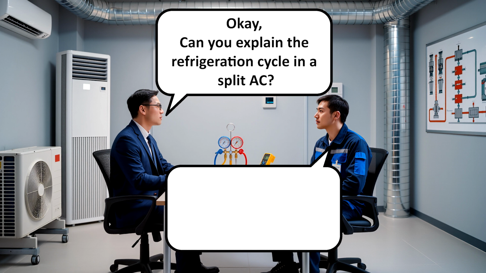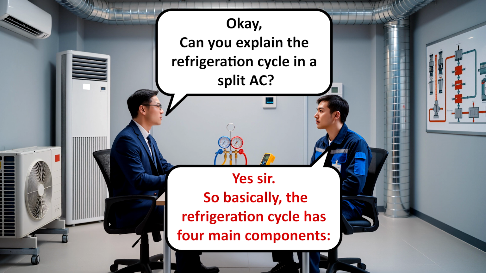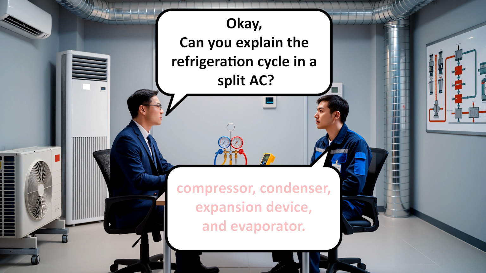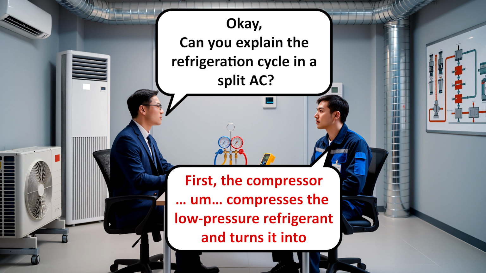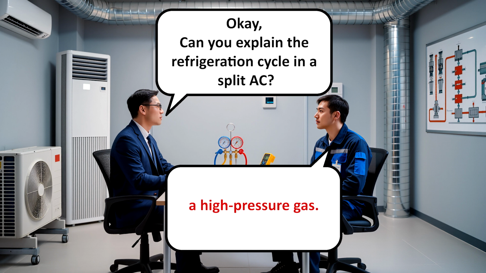Okay, can you explain the refrigeration cycle in a split AC? Yes, sir. So basically, the refrigeration cycle has 4 main components: compressor, condenser, expansion device, and evaporator. First, the compressor compresses the low-pressure refrigerant and turns it into a high-pressure gas.